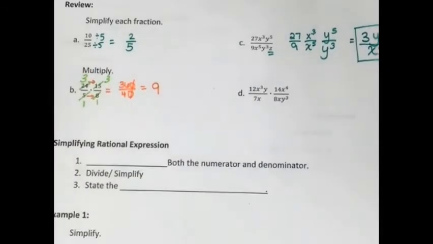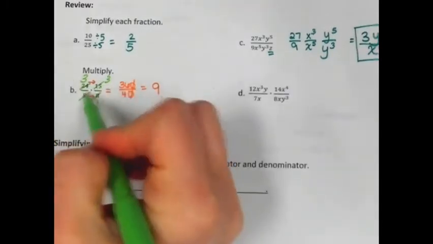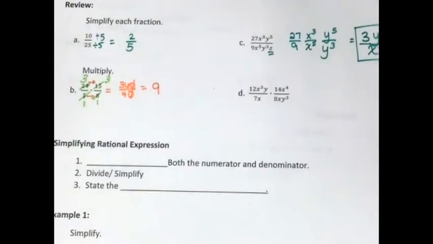Now, do I have to go diagonally? Could I go up and down? I could go up and down too, couldn't I? Yeah, but could I go across top and top? No, or bottom and bottom and simplify? No, they either have to be diagonally or up and down. You always have to simplify something from the numerator with something from the denominator. It doesn't matter where, but something from the numerator, something from the denominator, okay?